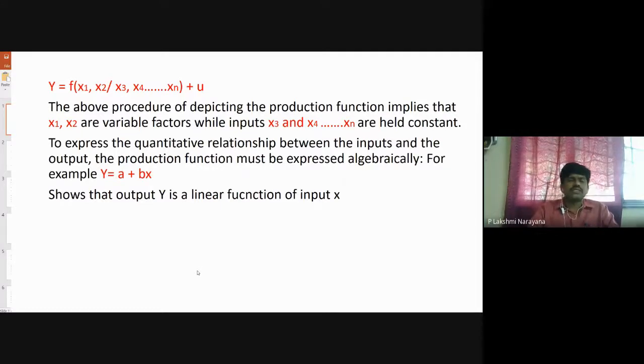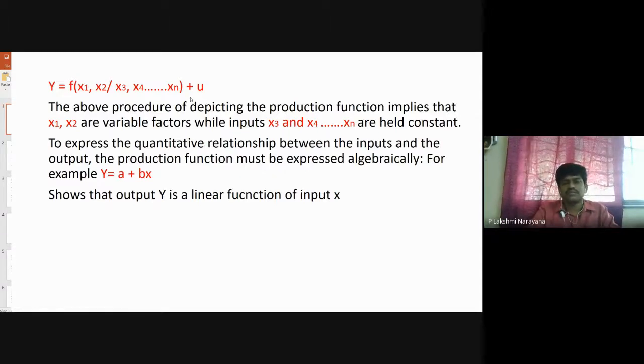Another equation is y is equal to f of x1, x2 divided by x3, x4 and so on xn plus u. The above procedure of depicting the production function implies that x1 and x2 are variable factors while inputs x3, x4 and xn are held constant. It means only x1 and x2 are variable factors. The remaining factors are constant. Constant means there is no change.